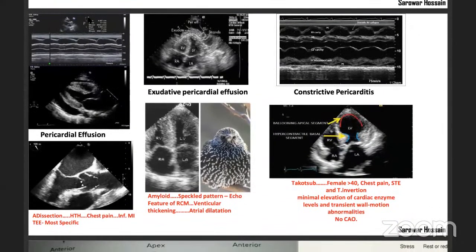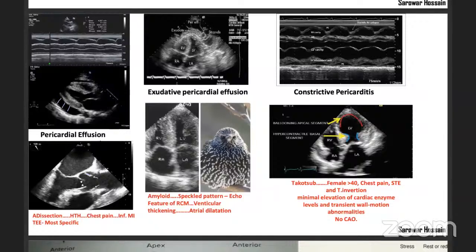Okay. This is a standard pericardial effusion, as you can see here. It's difficult to say tamponade in this, but it's an effusion. Okay, here you can see the dissection is there. It's a nice dissection below that. Okay, fine. That's it.